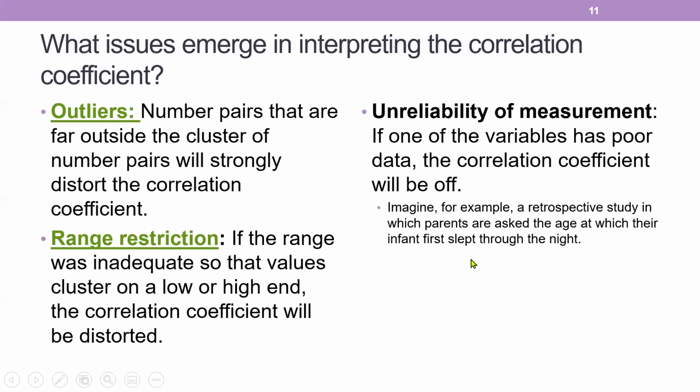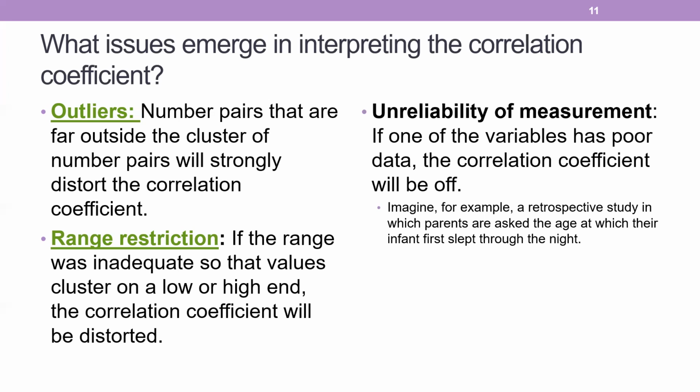So if you imagine that you're looking, let's say you want to know if there's a relationship between the age at which infants first slept through the night and sleeping problems experienced in adulthood. So let's say you hypothesize a relationship, and the way you get your data is you ask parents, the children are now in their 20s, at what age did Jennifer, who's now 25, first sleep through the night?